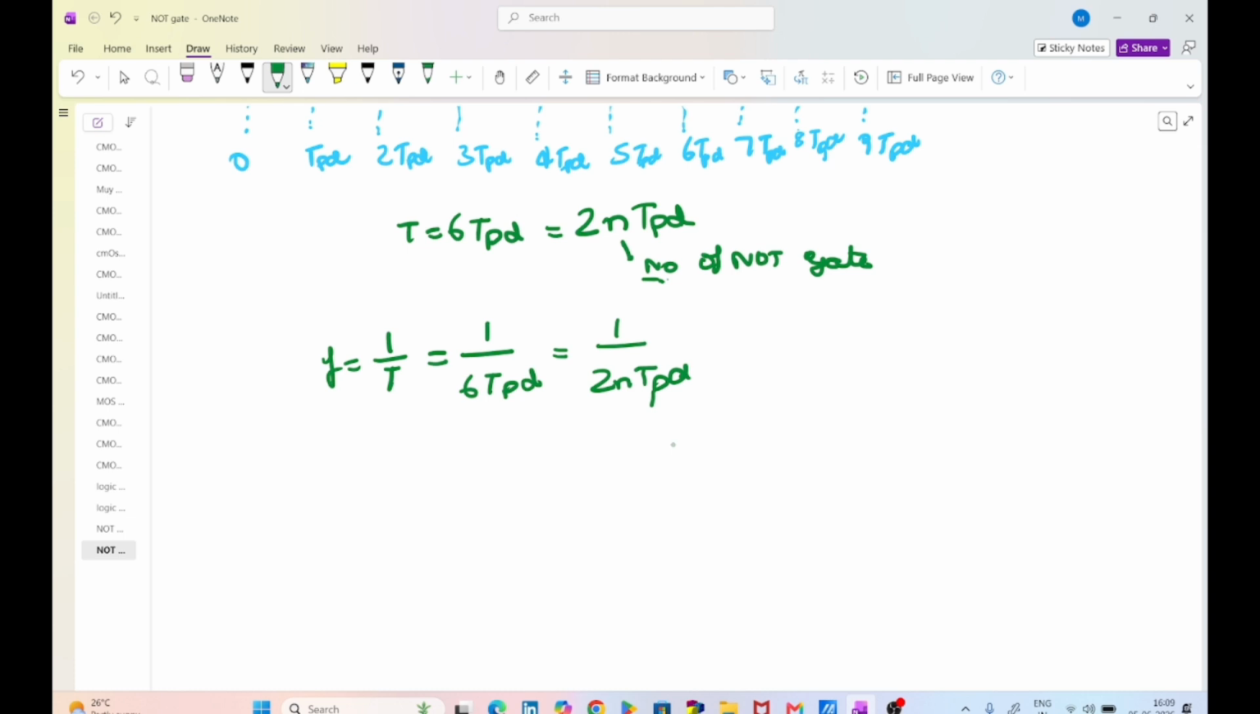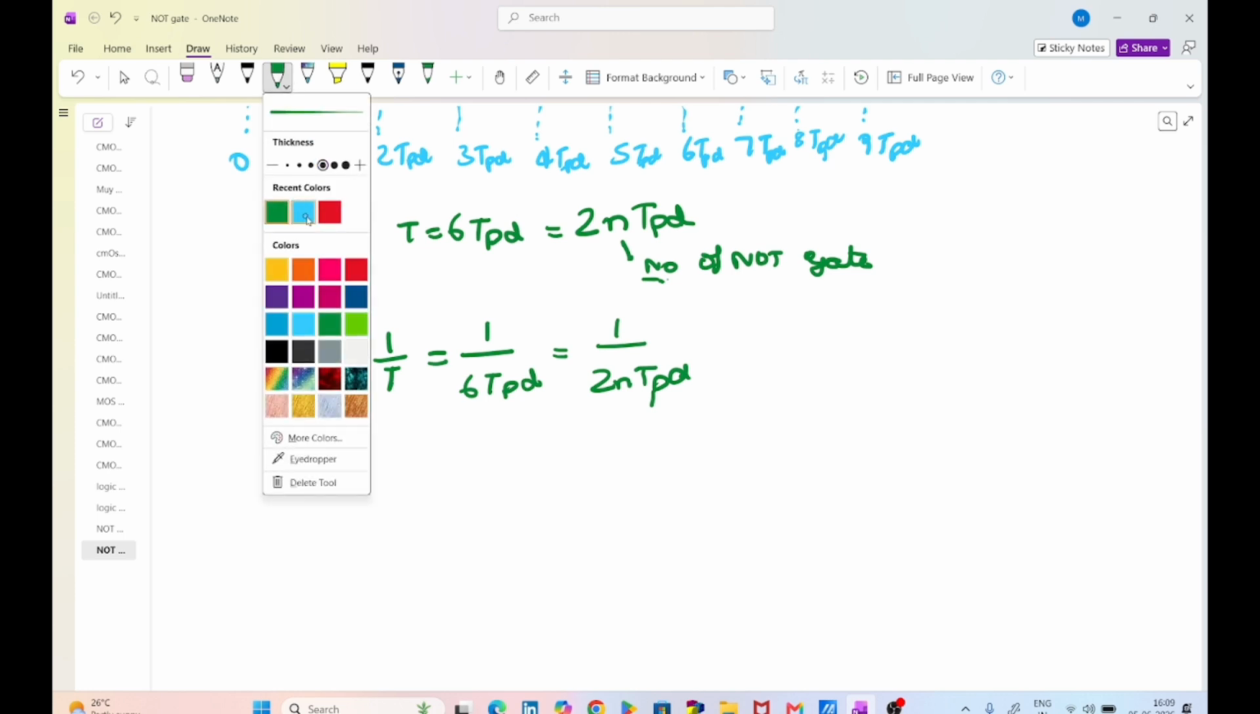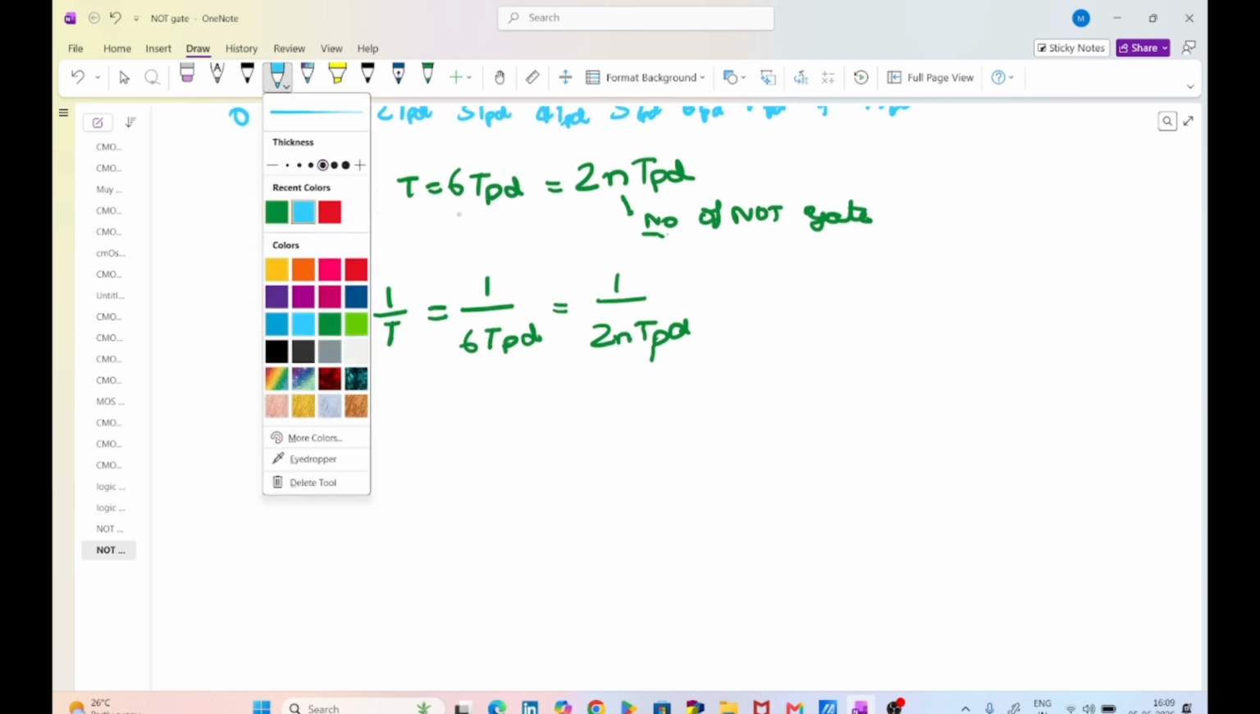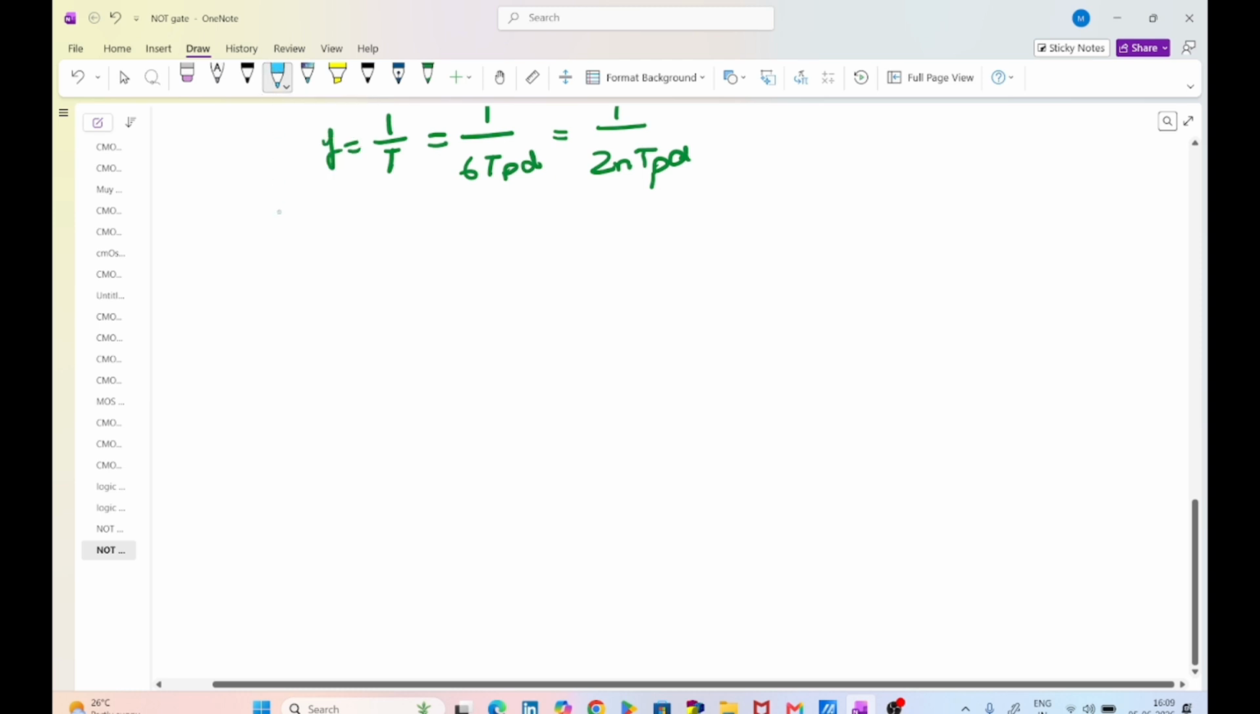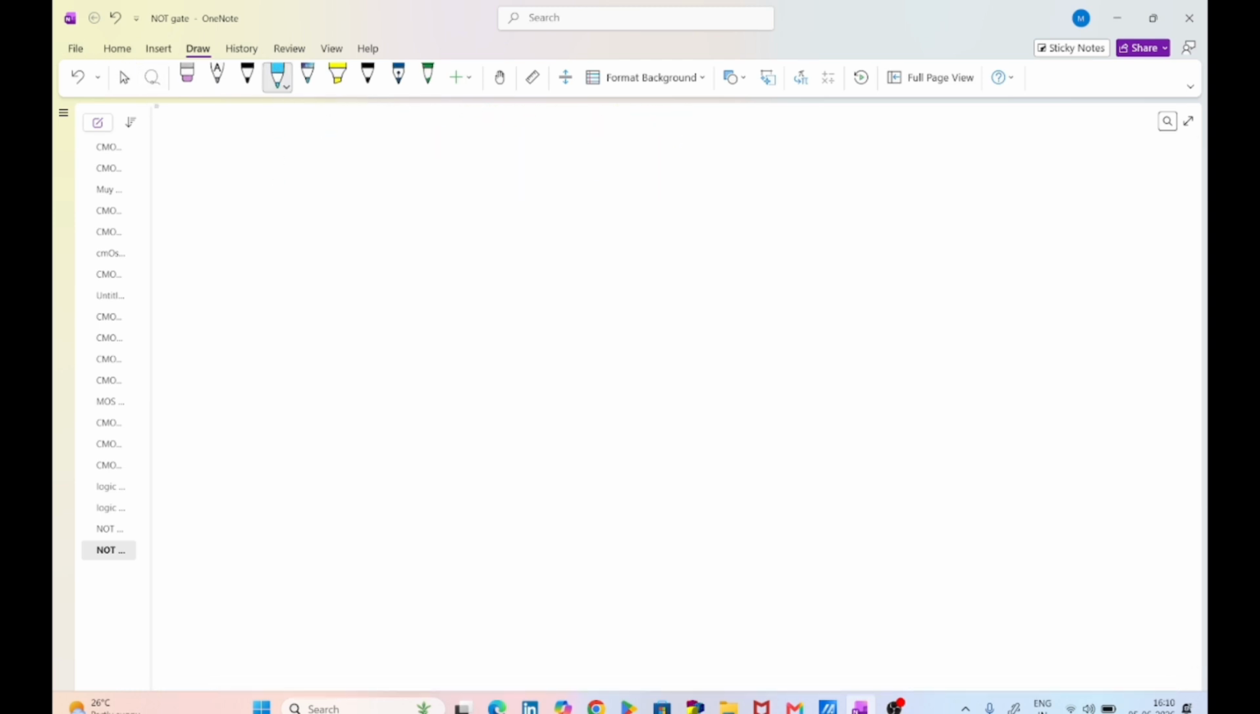Let us discuss the NOT gate as buffer. Second one, NOT gate as buffer. Let us know what is a buffer. A buffer is simple, I will explain.